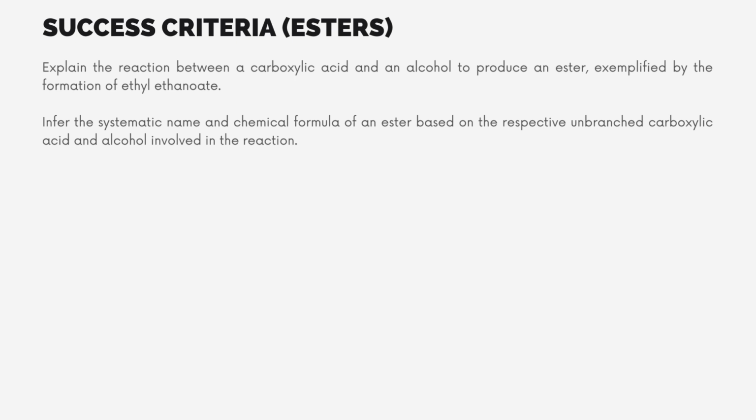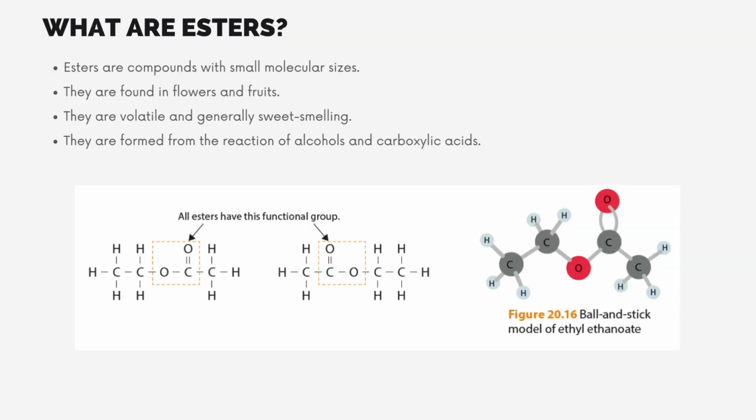Here are the success criteria. Do make sure that you are able to achieve all these at the end of the section. Esters are organic compounds formed by the reaction of alcohols with carboxylic acids. Esters contain carbon, hydrogen, and oxygen. The diagram shows the full structural formula, functional group, and the model of ethyl ethanoate, a type of ester.